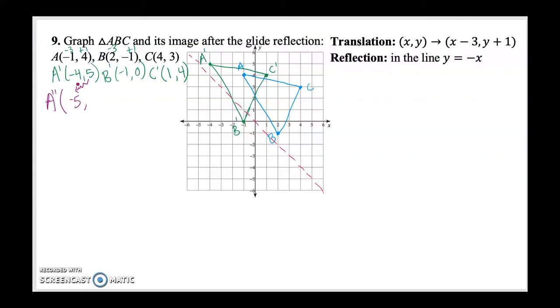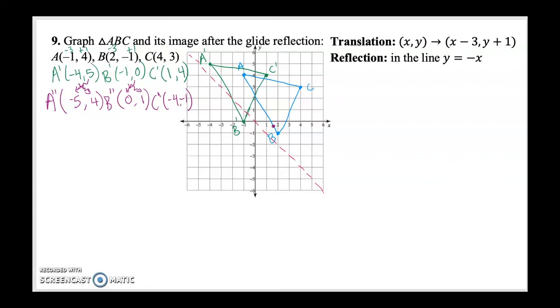So this is going to become -5, +4. B double prime is going to become 0, because that doesn't really have a sign, and then +1. And C double prime is going to be -4, -1. So let's graph that and make sure it looks right.